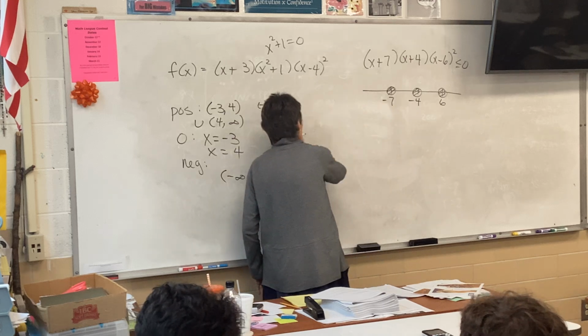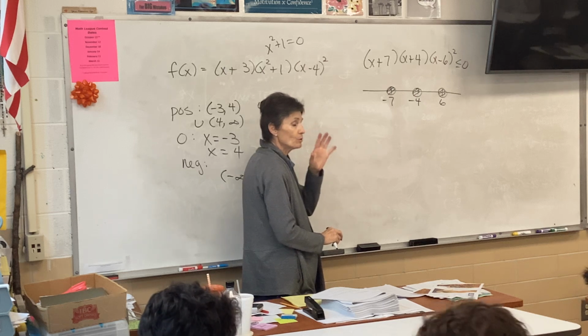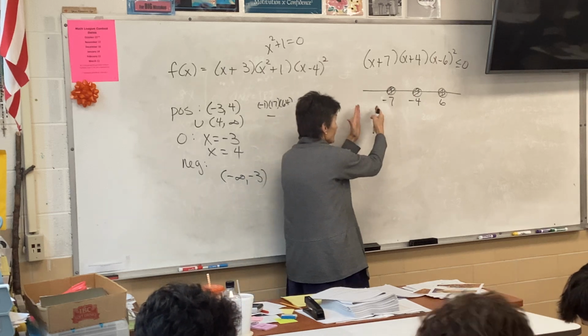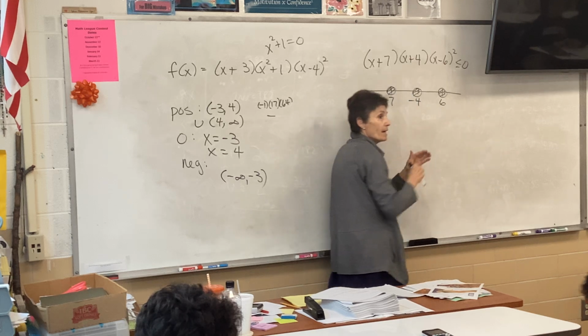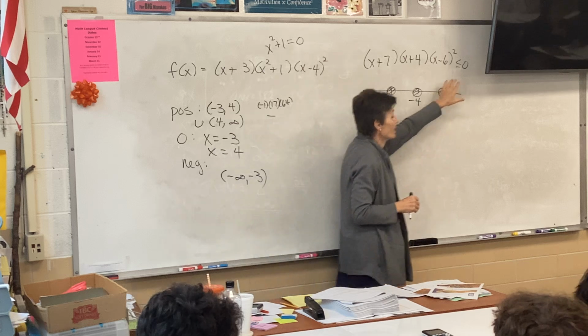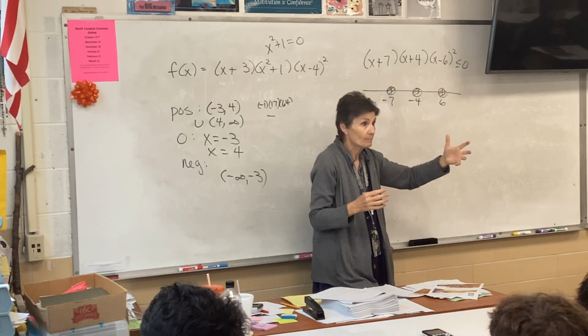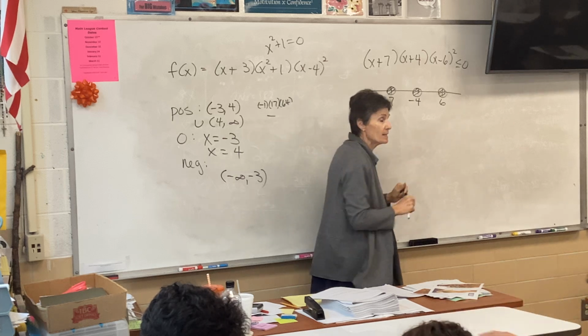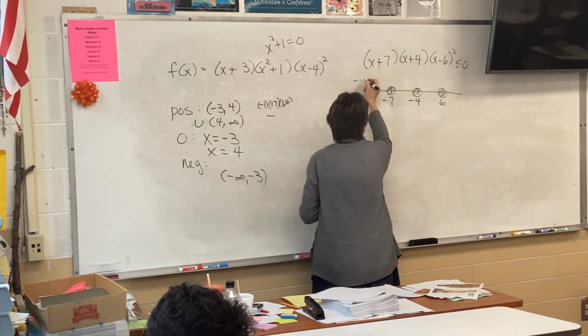All right, so now, quietly, you can do it with your partner, we're going to pick a number here, and here, and here, and here. And this time, we are only looking for the ones that are less than 0, so negative. See if you can find the negative sections. Negative 8.